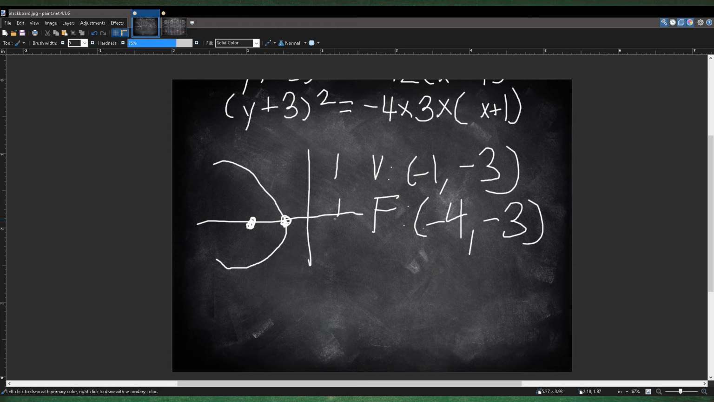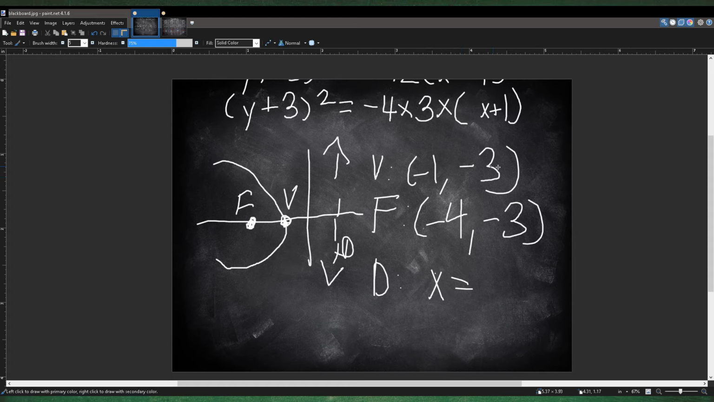And now you're going to have to get the directrix. So that's the vertex, and that's the focus, and now we need to get the directrix. The directrix is a line. Since the parabola is going this way, the line has to go up like this. So it's going to be x is equal to something.